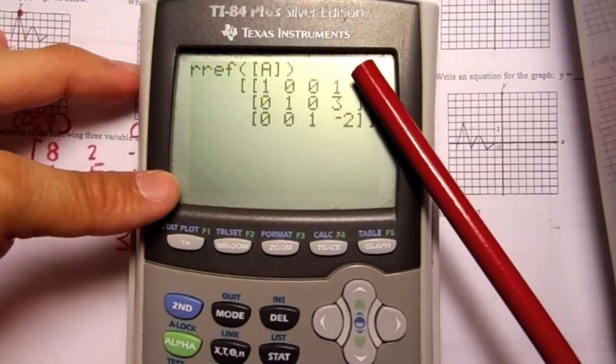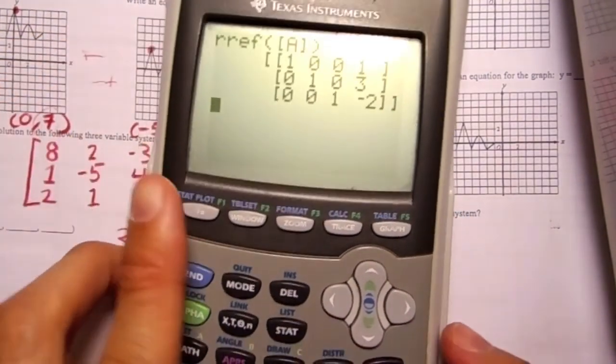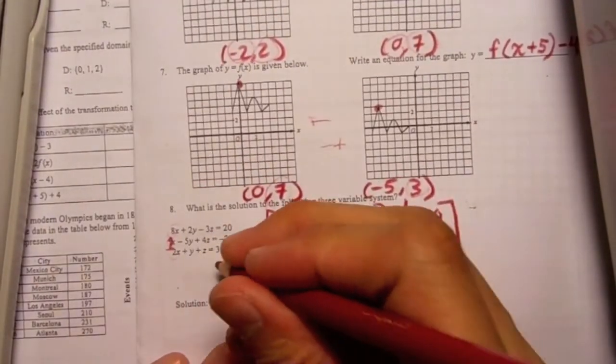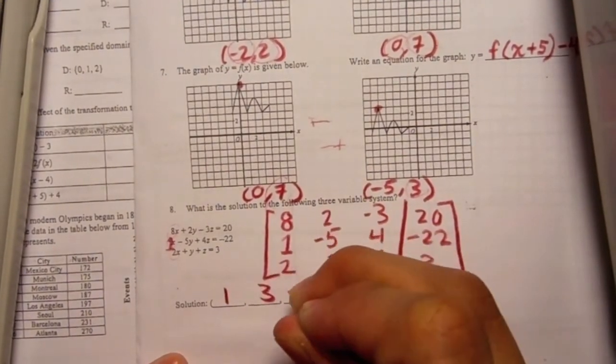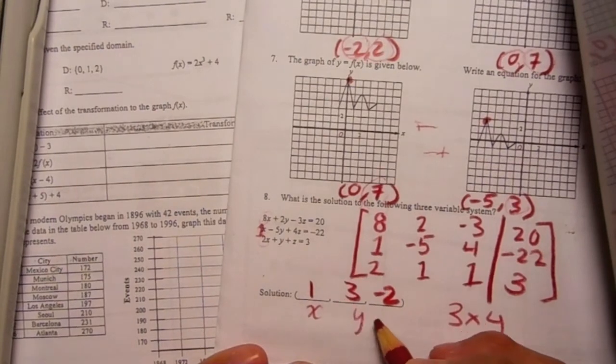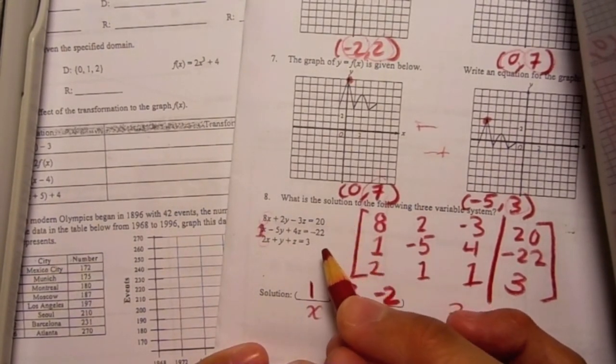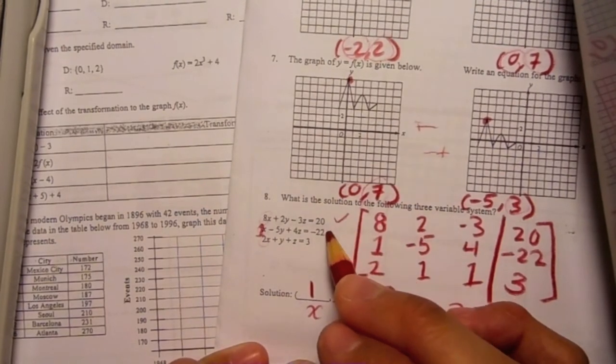The first one is your X, the second one is your Y's, and then the last one is your Z's. When you plug those corresponding X values, Y's, and Z's back into these 3 equations, that should satisfy them. All of those will be true.